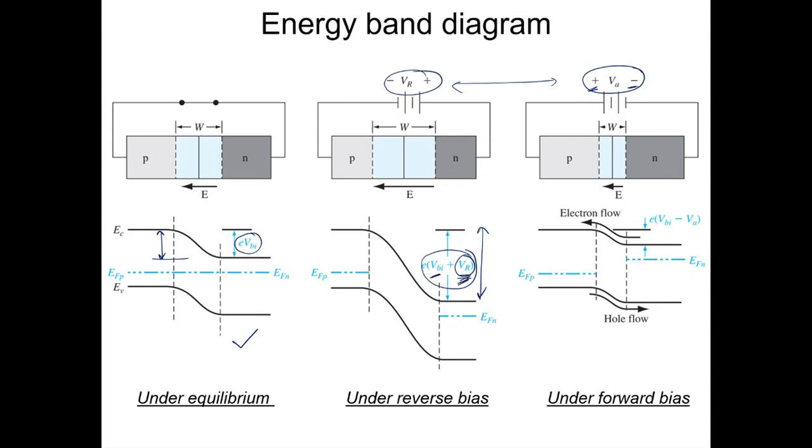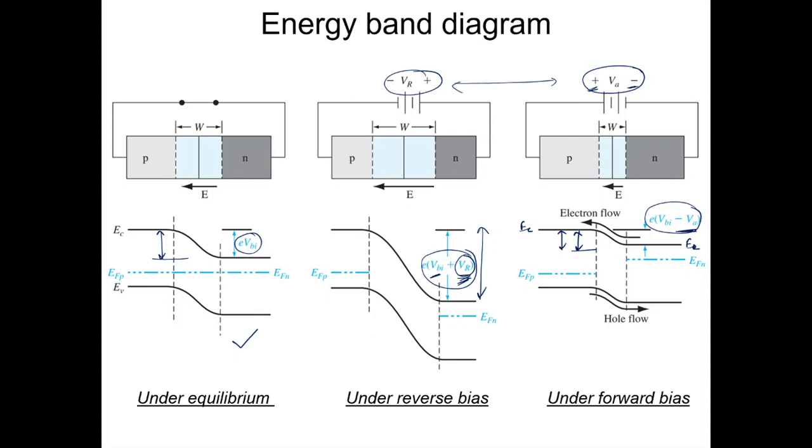When it is forward bias, we subtract from the built-in potential, because the height or the barrier between the conduction band at the p side and the conduction band at the n side is going to reduce. So this barrier is getting lowered than VBI, and the total barrier becomes (VBI minus VA) times the charge, in electron volts.